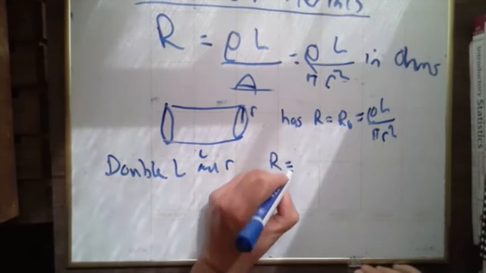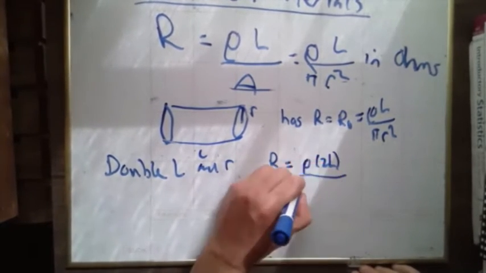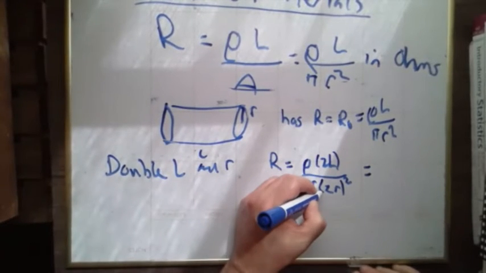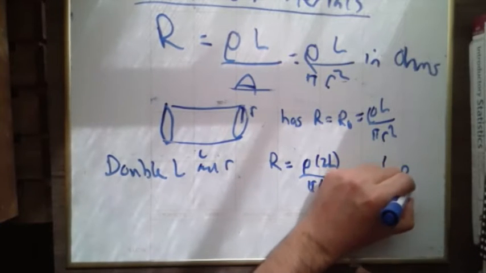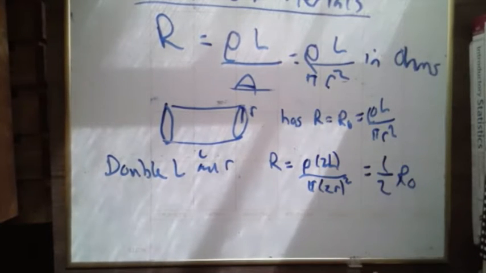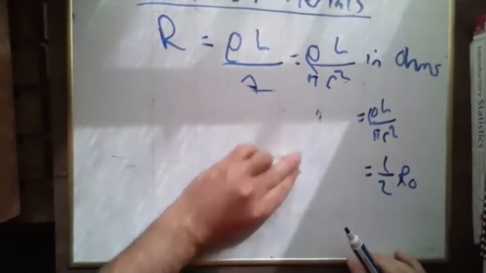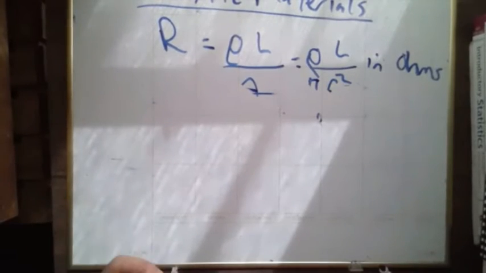So let's double L and r. Then my new resistance will be rho times 2L over pi (2r) squared. I get a 2 on the top and a 4 on the bottom, so I get one-half of my original resistance. Doubling both cuts your resistance in half. And that was assuming we had a cylinder. If we had a rectangle, then our area on the bottom would be length times width, and we would get a similar result.